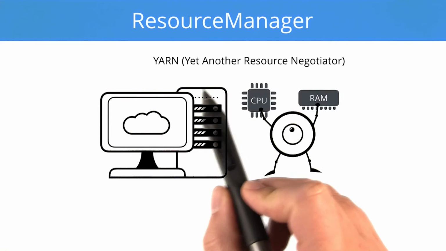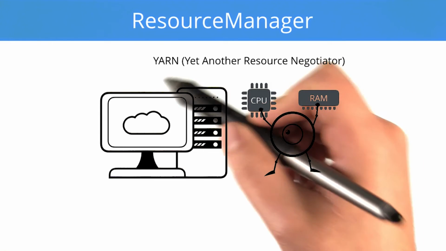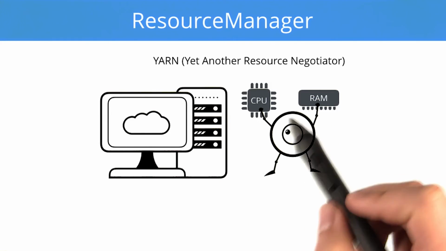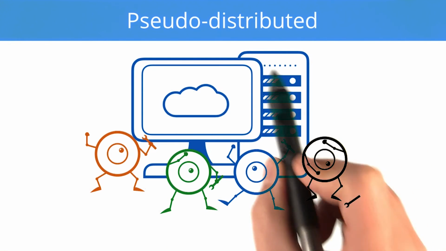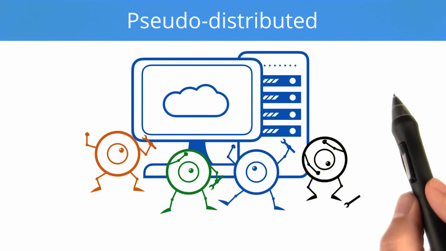The resource manager is called Yarn, for Yet Another Resource Negotiator. It allocates resources like CPU and memory to applications running on the cluster. You can run all the daemons on one machine. It's called pseudo-distributed mode. This is how I set up my computer when I'm working on MapReduce programs.